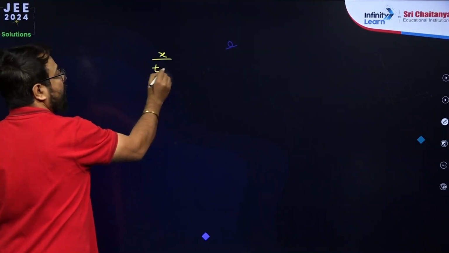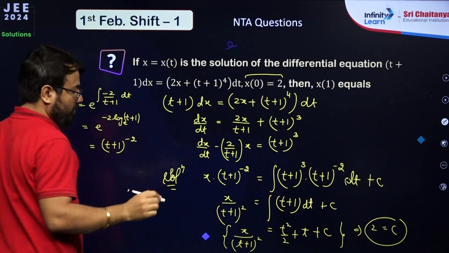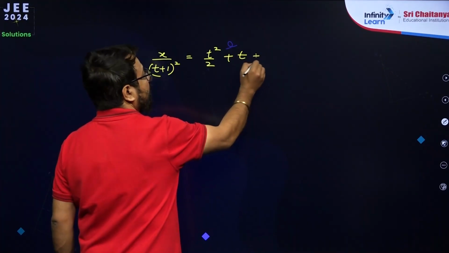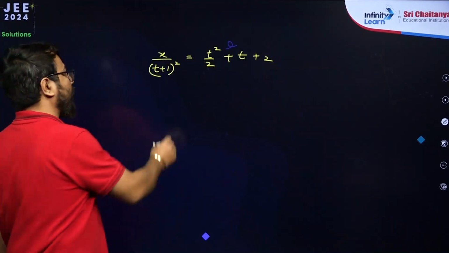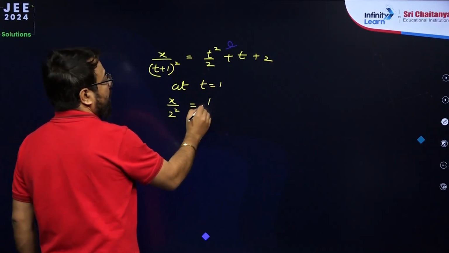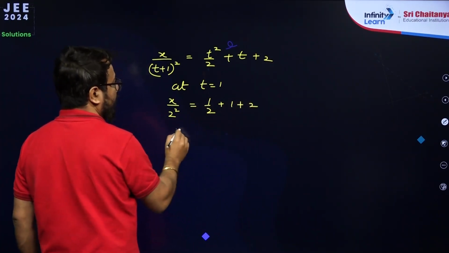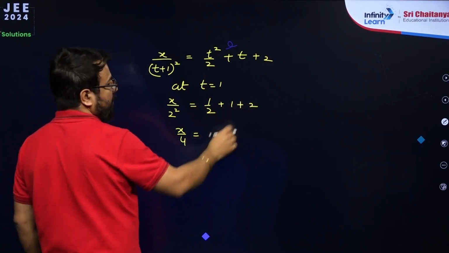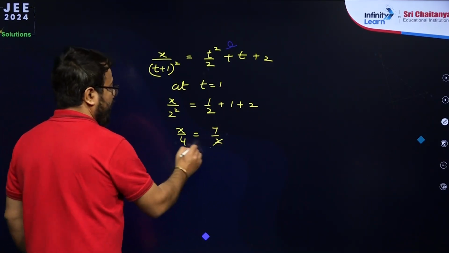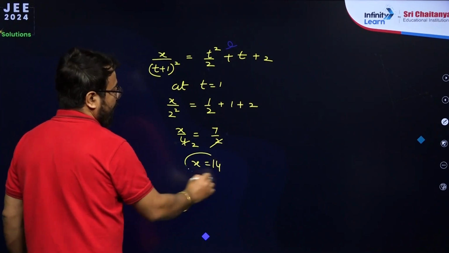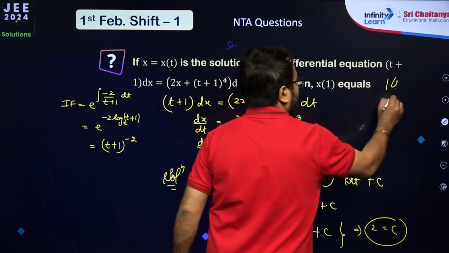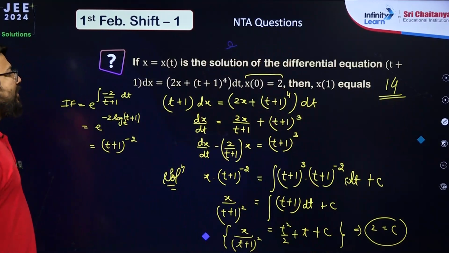So I got the final answer to this problem. x upon t plus 1 whole square is equal to t square upon 2, then plus t and then plus 2. Now they are asking t equal to 1. At t equal to 1, this is x upon 2 square. Here it is 1 by 2, here it is 1 and then plus 2. x upon 4 equals 3 by 2 plus 2, 7 by 2. So basically I will have x equal to 14. So 14 is the final answer over here. I hope you are able to understand. Very simple question it was.